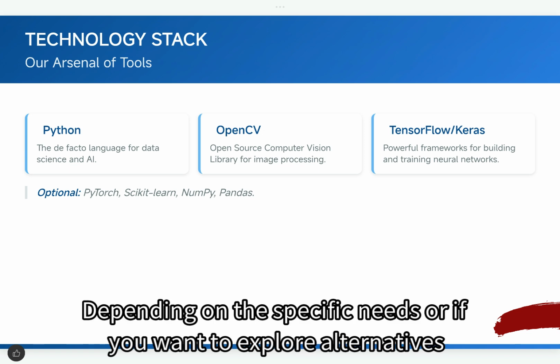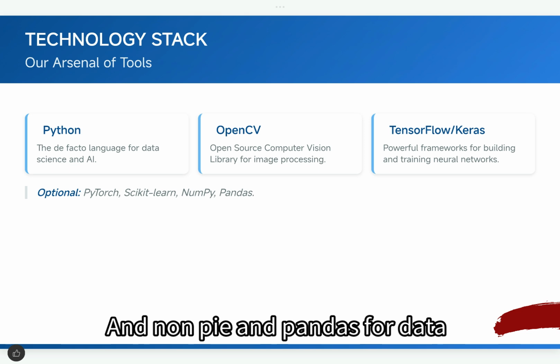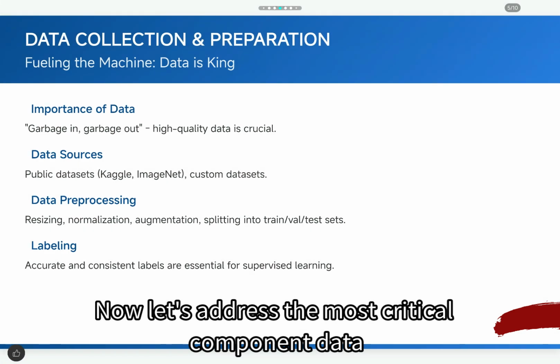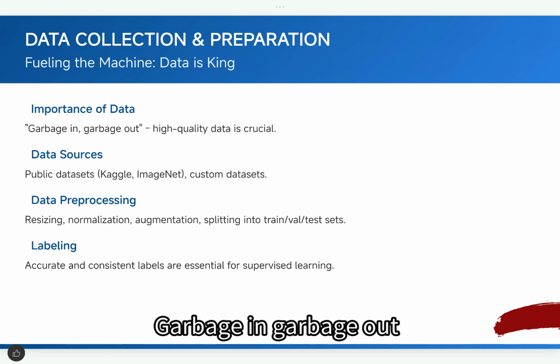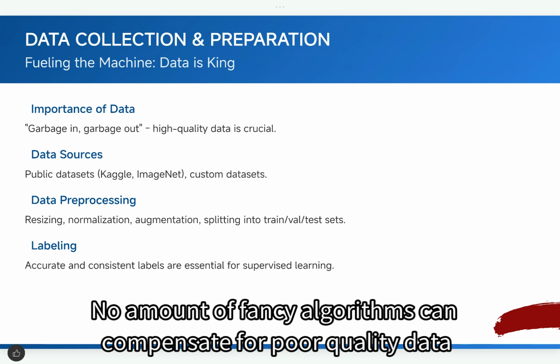Depending on the specific needs, or if you want to explore alternatives, PyTorch, Scikit-learn for traditional machine learning, and NumPy and Pandas for data manipulation are also part of the standard toolkit. Now, let's address the most critical component, data. As the saying goes, garbage in, garbage out. No amount of fancy algorithms can compensate for poor quality data.